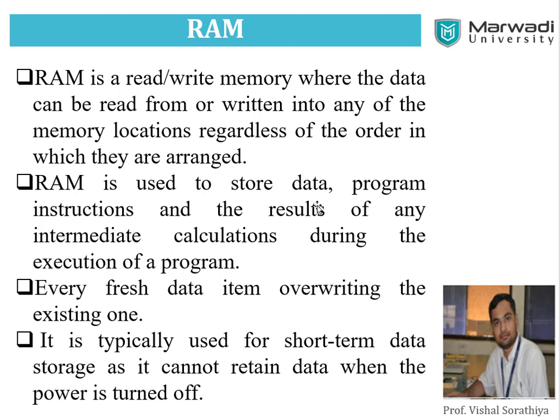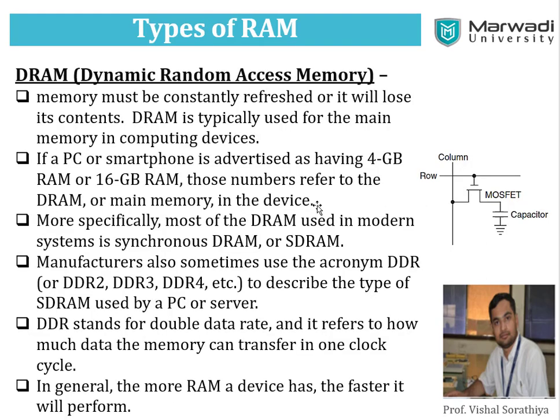So RAM is used to store the data, to store the program instructions and for the immediate execution of the program. At every flash, the data item is going to be overwritten on the previous one, and it is used for short-term calculation or short-term processes. When the power is turned off, the data is going to be deleted, or it cannot retain the data.